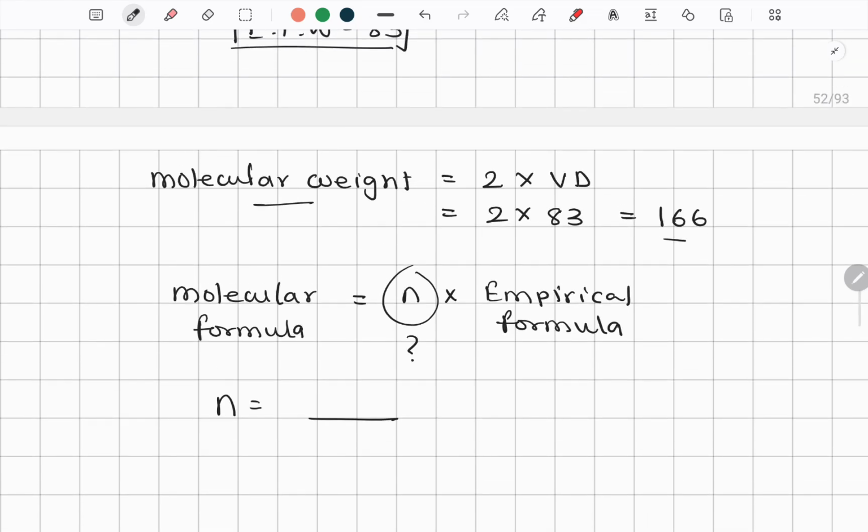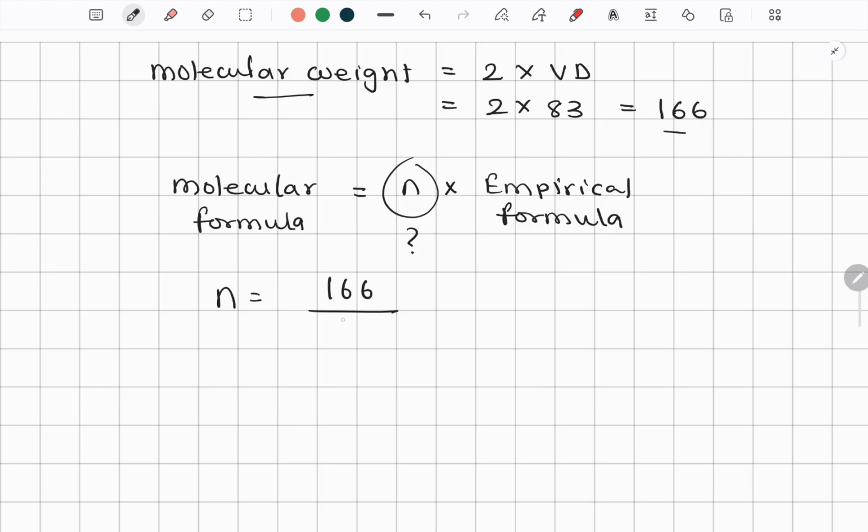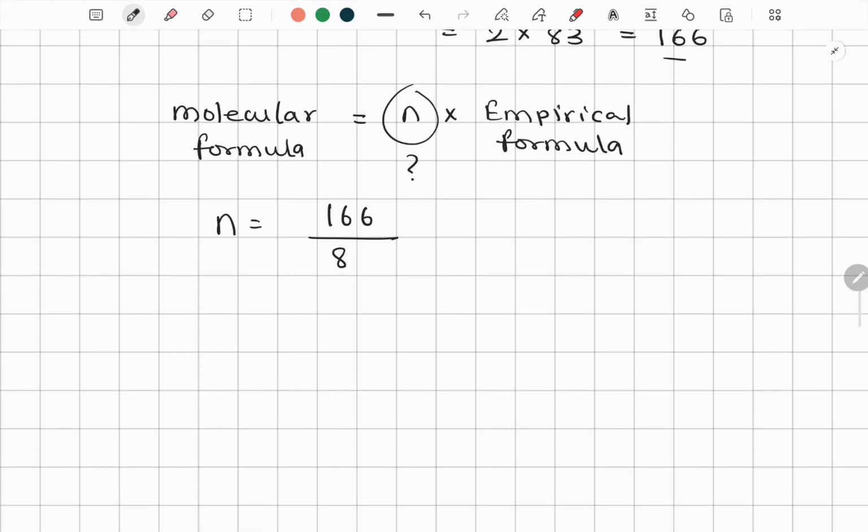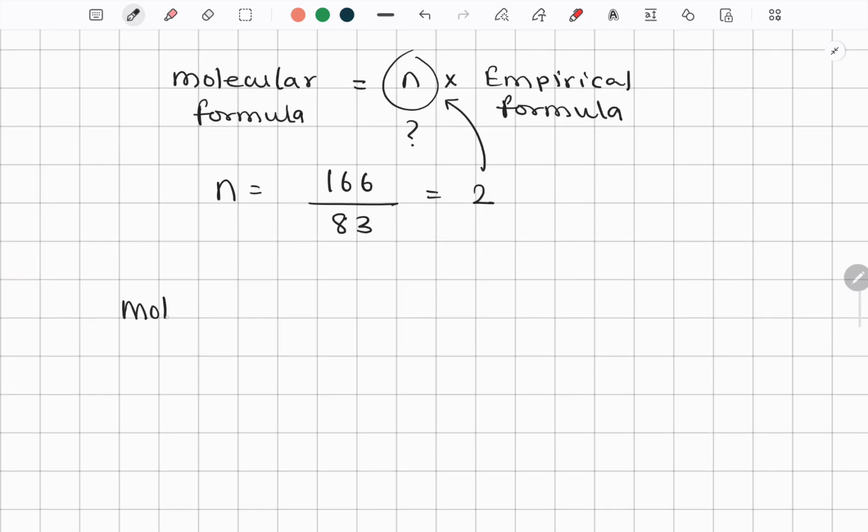So the molecular weight we have is 166. The empirical formula weight we also have is 83. Yes sir, 83. So when you divide 166 by 83, you get 2. Now we put this value 2 of n over here, and you will get the molecular formula is equal to 2 into empirical formula.